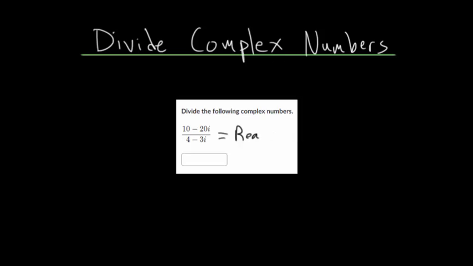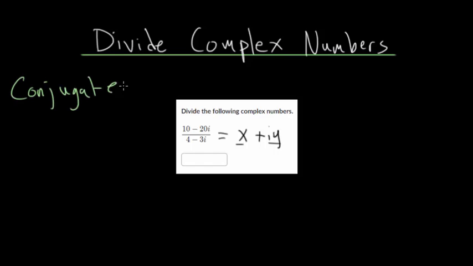We usually say something like x plus iy, where this is your real part, this is your imaginary part, and x and y are both going to be normal numbers. So we want to be able to rewrite this so that there are no i's in the denominator. To do this, we have to use a special technique, and we have to multiply by what's called the conjugate, or the complex conjugate.